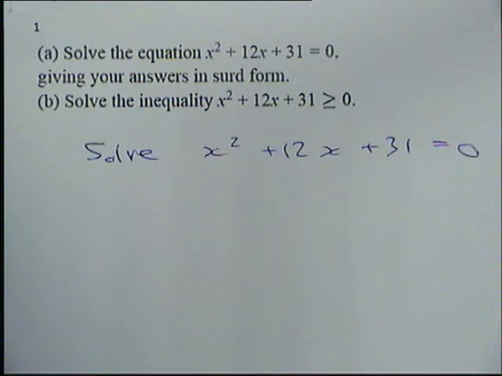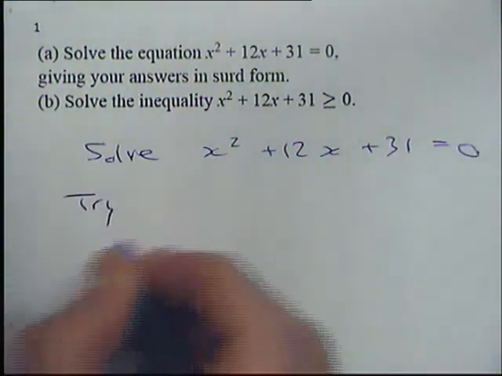So you've got two choices. You can either do it by completing the square, or you can do it the formula. Which would people prefer? Formula. Right, hands up for formula. 1, 2, 3, 4, 5. Hands up for completing the square. Completing the square it is.